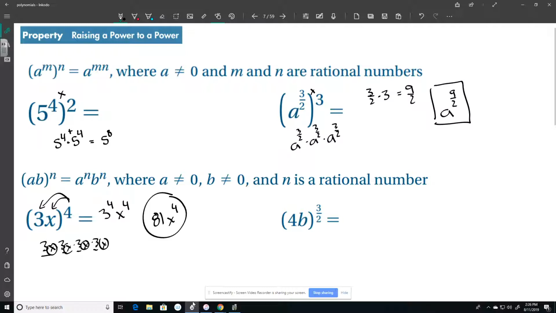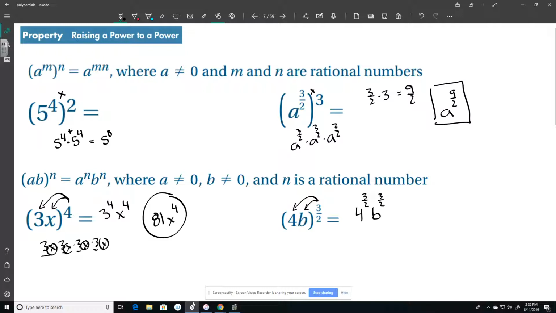4b, all raised to the 3/2. This one's a little bit harder to write out this way, so let's just use our shortcut. Let's do 4 raised to the 3/2 and b raised to the 3/2. So 4, we distribute that exponent, and b to the 3/2.